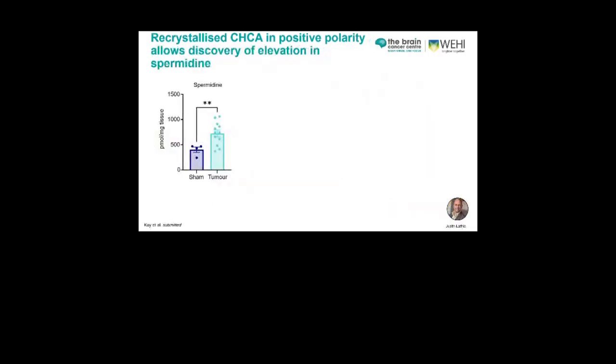So what is really cool was that the discovery of this matrix and optimizing this really had instantaneous results for GBM research. Justin Lathia at the Cleveland Clinical Center had observed that spermidine was significantly upregulated in brains of mice with tumors compared to those that only had sham treatment.